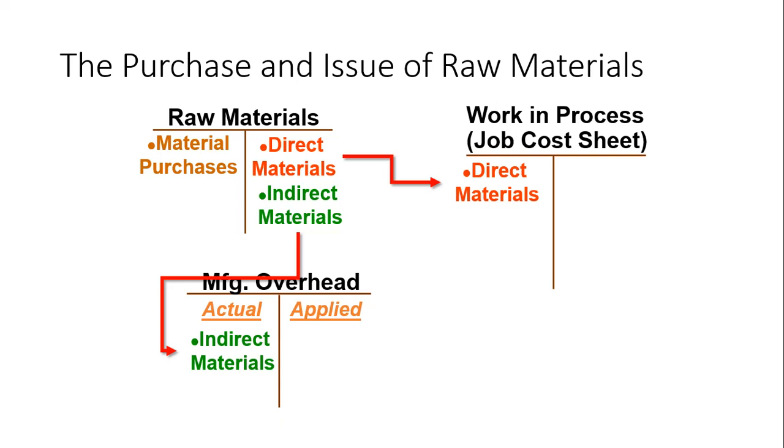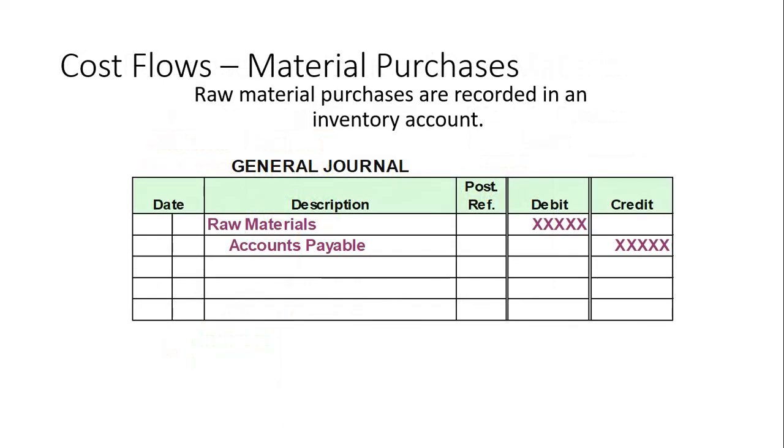Okay, so indirect material we put in the T account as manufacturing overhead. So how to generalize this transaction? The first transaction, the first flow, is we purchase the raw material. Raw material purchases are recorded in the inventory account. So we debit raw material because raw material is in the store. And on the credit side, we record accounts payable.